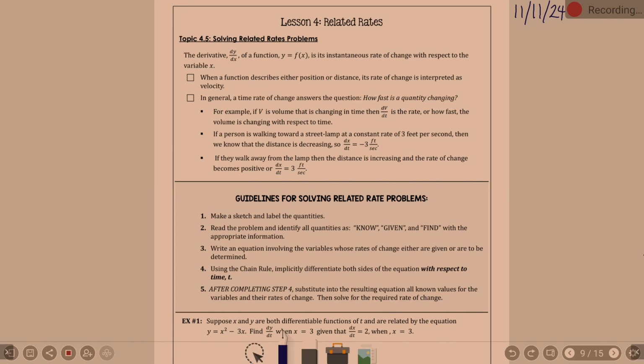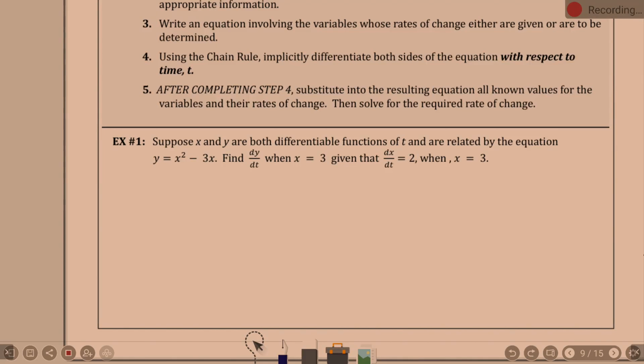Okay? So I'm going to work you through that process. Number 1 isn't exactly a related rates problem. It's kind of getting us into it. But starting with 2, we'll talk about some related rates problems and what we can do. Let's look at 1 here.